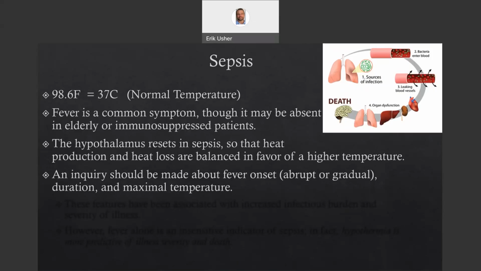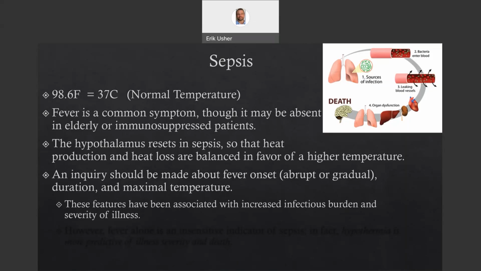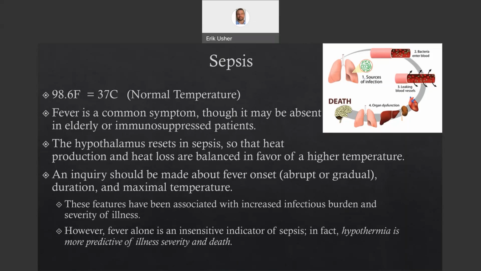Our inquiry as nurses is to find out about it. Was it an abrupt or gradual onset fever? How long did it last? What was the highest temp it got? These features have been associated with increased infectious burden and severity of illness. However, fever alone is not a very sensitive indicator of sepsis. In fact, hypothermia is more predictive of illness severity and death.